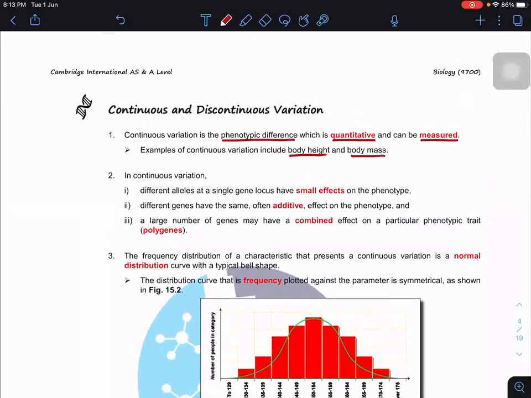Let's say person A, body height 180 centimeter. Person B, body height is 170 centimeter. So can you see that you show two different variations, right? Two different phenotypes. A 180, B 170. But if you look at the difference, we can actually measure the difference. We can quantify the measurement. Can you see that we can quantify it? So this kind of variation we term as continuous variation.